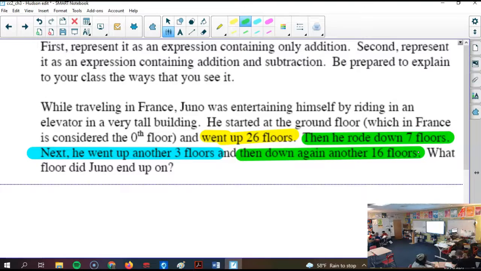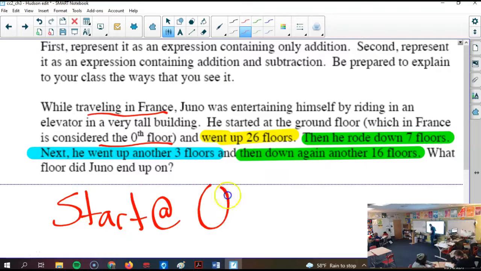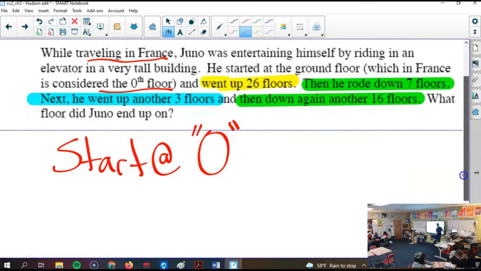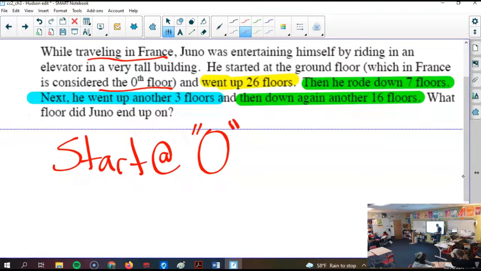In France. He is in France. Yeah, he is in France. So he is starting at floor 0. Oh, my bad. We are starting at 0. Aiden, how do I say that he went up 26 floors? Oh, yeah, never mind, your card was just left over on top.